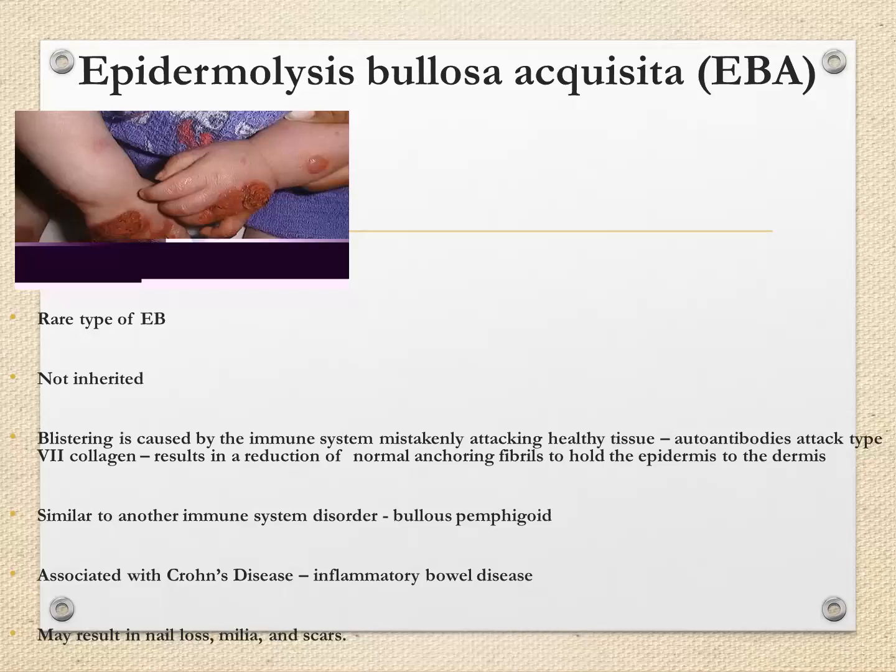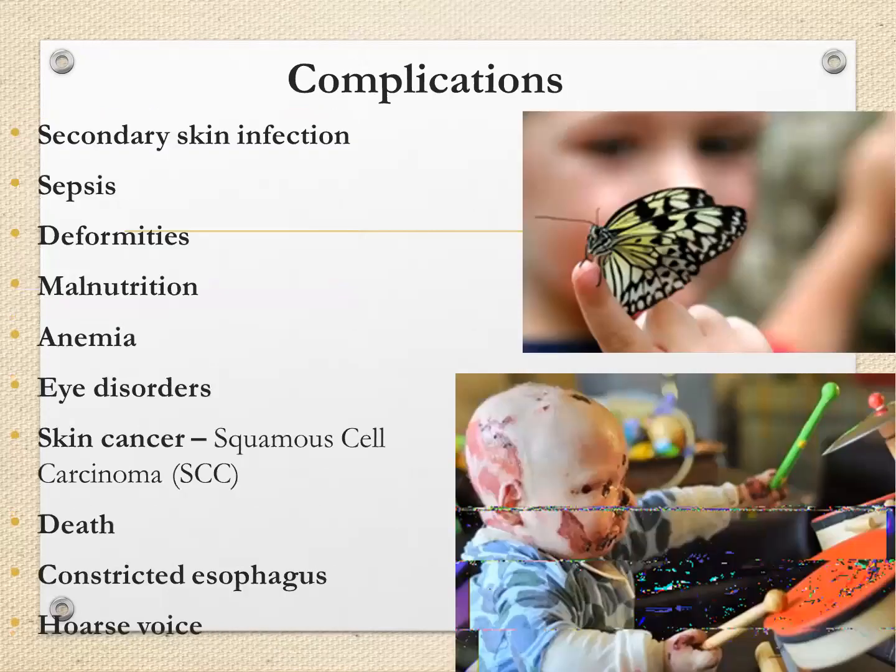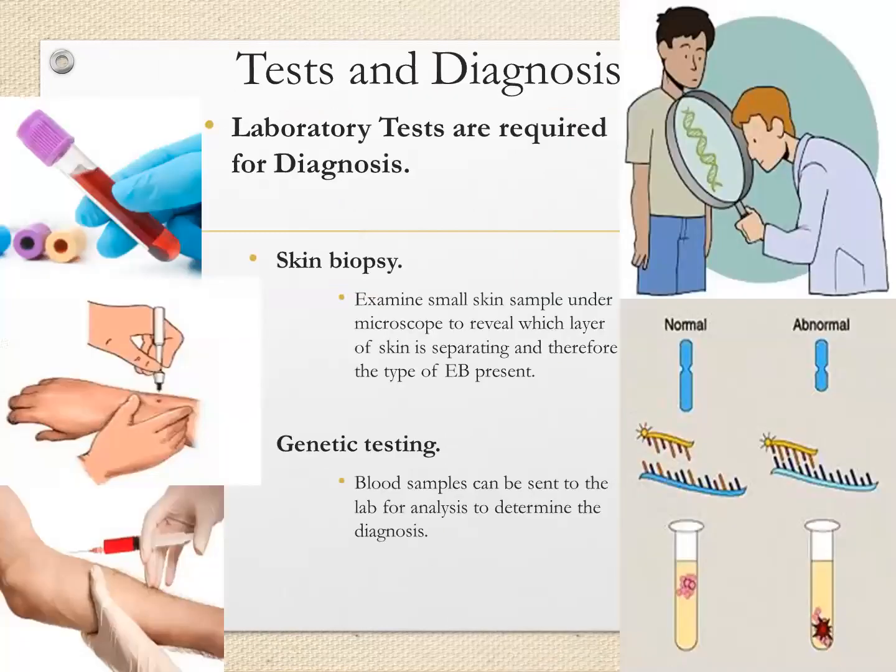Epidermolysis bullosa acquisita, which means acquired, may occur due to immune system issues mistakenly attacking healthy tissue. It usually attacks the type 7 collagen. It may be associated with Crohn's disease, inflammatory bowel disease, and may result in nail loss, milia, and scars. Complications: secondary skin infections, sepsis, deformities, malnutrition, anemia, eye disorders, death, constricted esophagus, hoarseness, skin cancers.